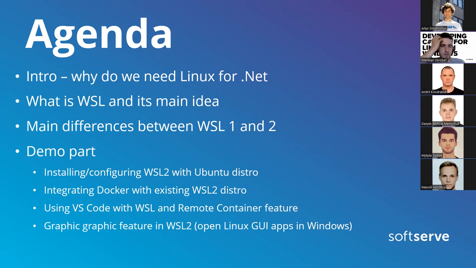And after that, I will start a demo part. So we will install and configure WSL2 with Ubuntu. Then we'll integrate Docker with our existing distro. And after that, we will try VS Code on WSL, with the remote container feature, start a project and try to debug it. And at the end, I will show you the WSLg feature that allows us to open graphical Linux applications on Windows.